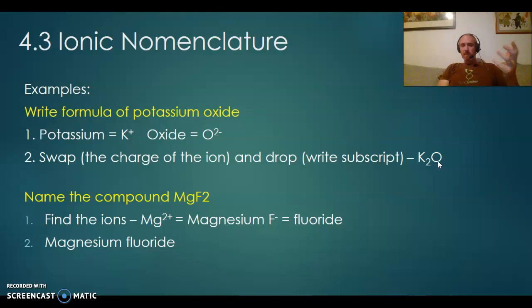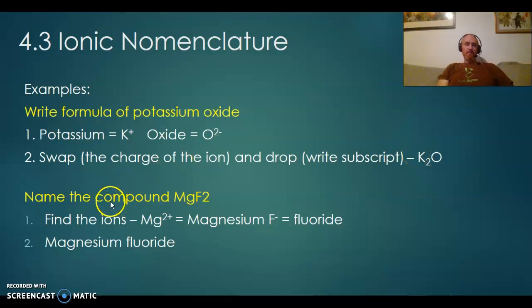And that also makes sense mathematically: if you've got two K positives, you've got a total of two positive charges. And if you've got two negative, you've got two negative charges. And so the two positives balance out the two negatives, and you've got neutral charge overall.